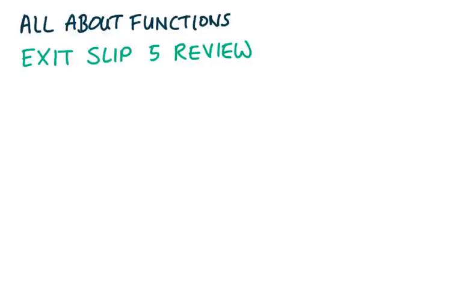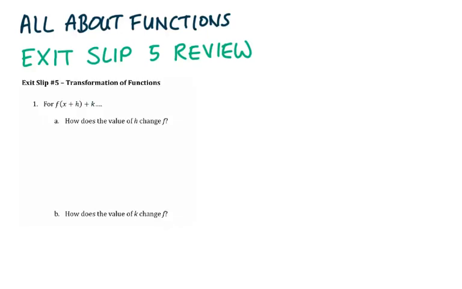Now that you've tried Exit Slip 5 for yourself, we'll just take a few moments to review it together. This exit slip is about transformation of functions, so we spent a lot of time working with Desmos to explore how you can move functions around. So the exit slip asks: what impact do h and k have on a function?